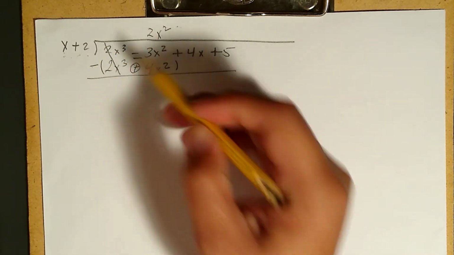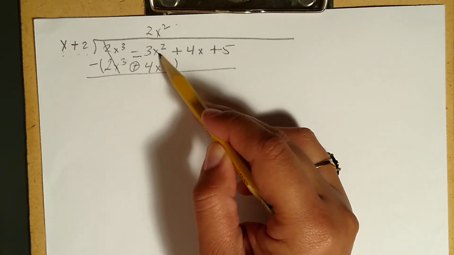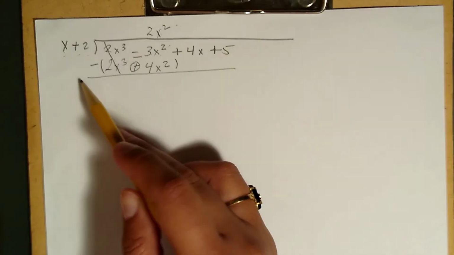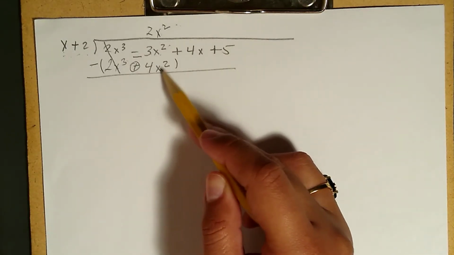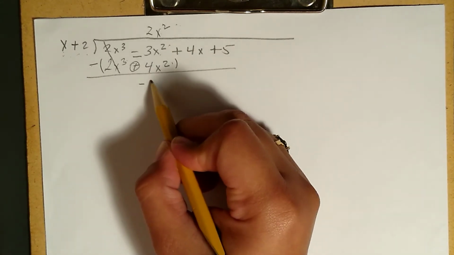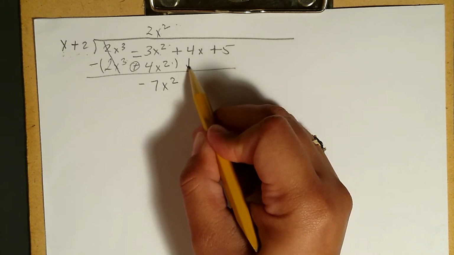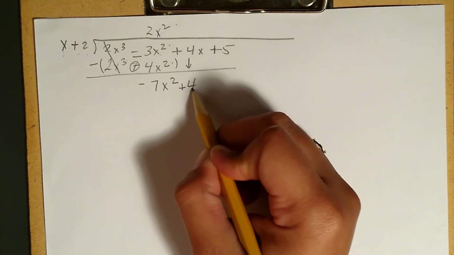Then we change the sign from positive to negative. This cancels out. And we'll have negative 3x squared minus positive 4x squared. And that will give us negative 7x squared. Bring down the 4 plus 4x.